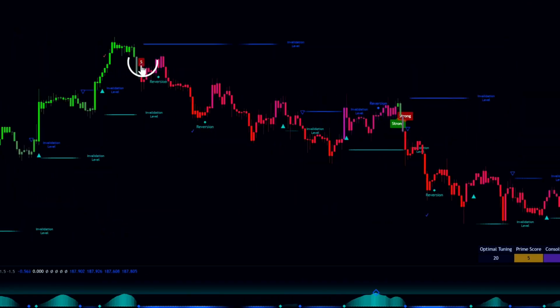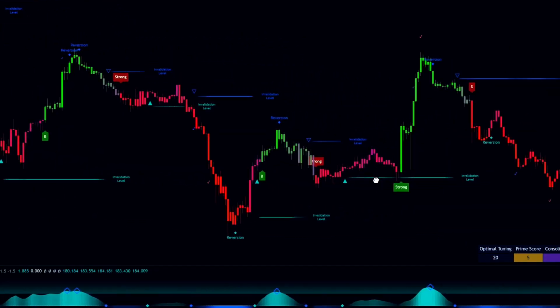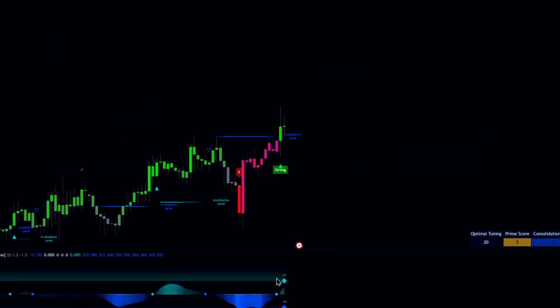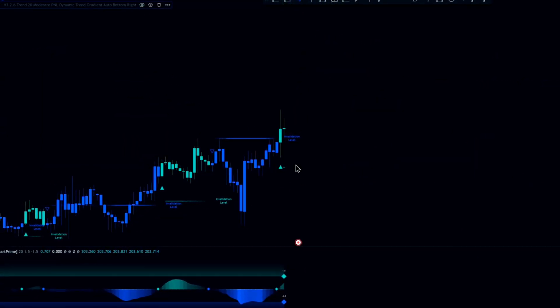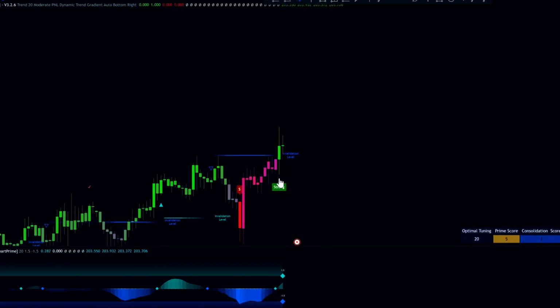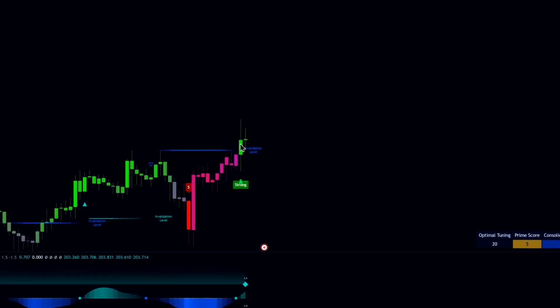When the Market Oracle strong buy signal aligns with the linear regression oscillator's bullish trend indication, you have a high probability setup. For example, here we have a bullish trend marked by a teal arrow, and the Market Oracle prints a strong buy signal in the same candle. This alignment often leads to profitable trades.